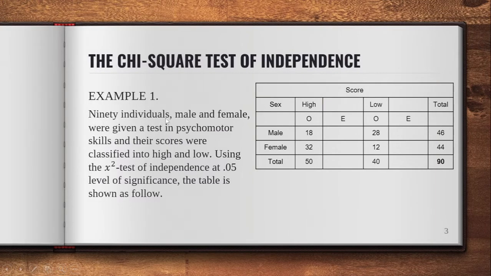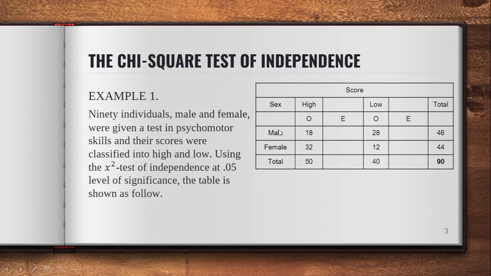So, 90 individuals, male and female, were given a test in psychomotor skills and their scores were classified into high and low. Using the chi-square test of independence at 0.05 level of significance. The table is shown as follows.